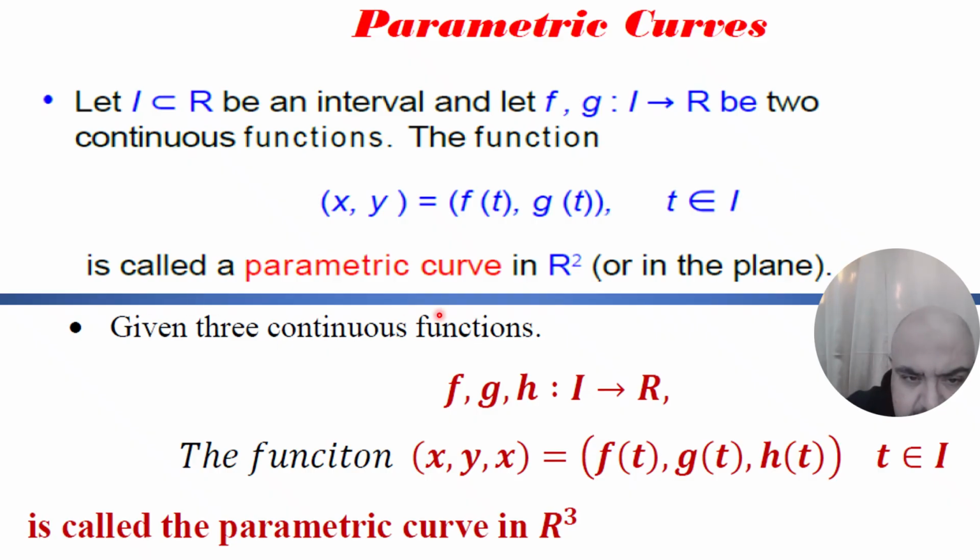So given three continuous functions f, g, and h from I into R, if I'm talking about the three dimensions x, y, and z, I will have a function in t representing x, a function in t representing y, and a function in t representing z. I'm sorry, that's a typo. That's an x, y, and z. So t belongs to the interval, as you can see, and it's called a parametric curve in R3.